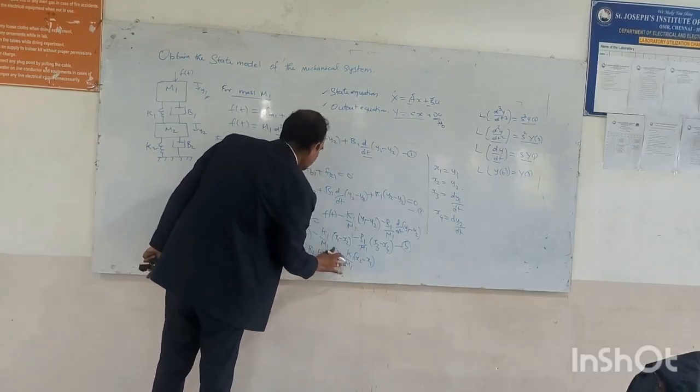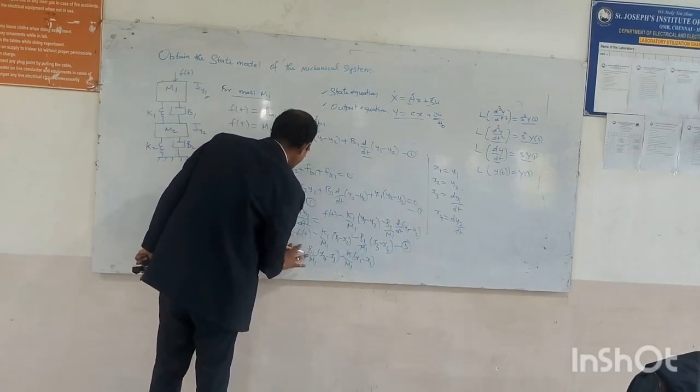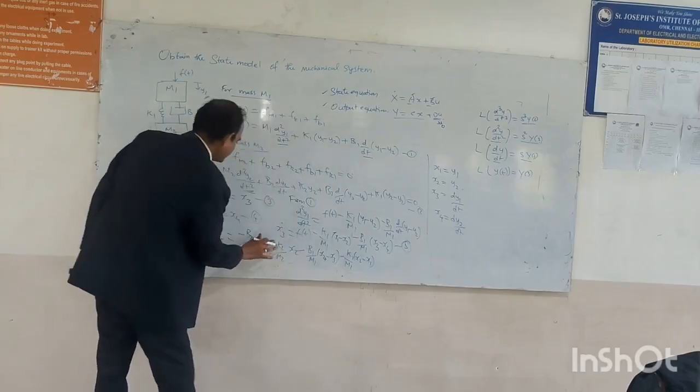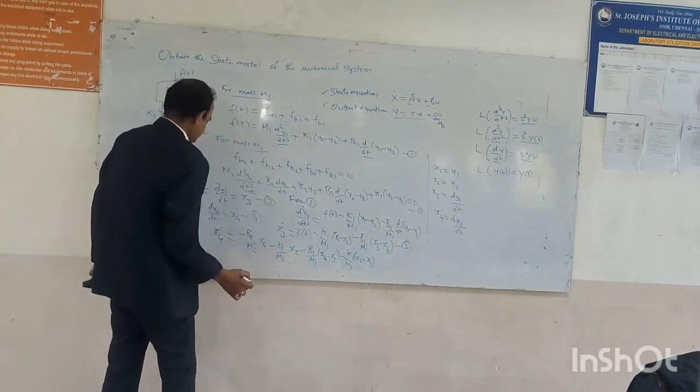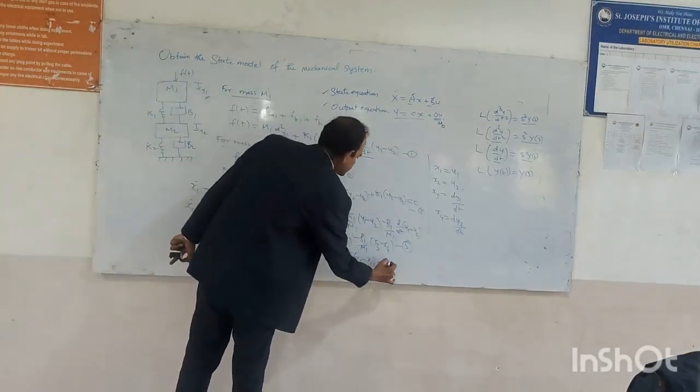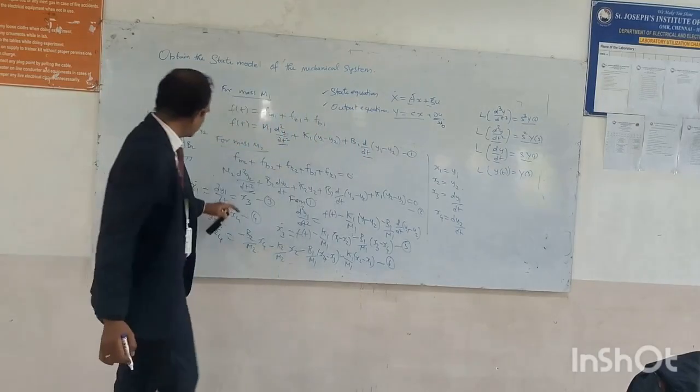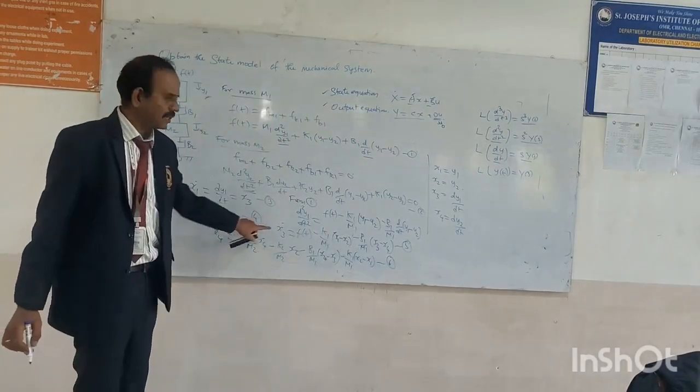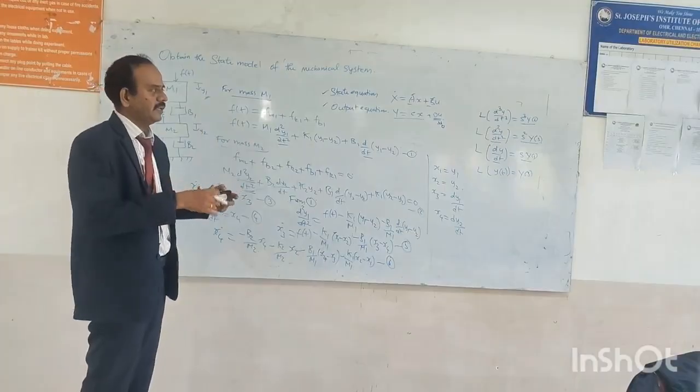Since you are moving terms to the right-hand side, all of these become minus. So this is equation number 6. So we got x1 dot, x2 dot, x3 dot, x4 dot. Now we can form the matrix.